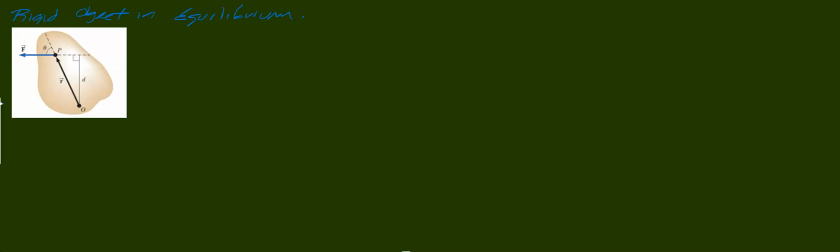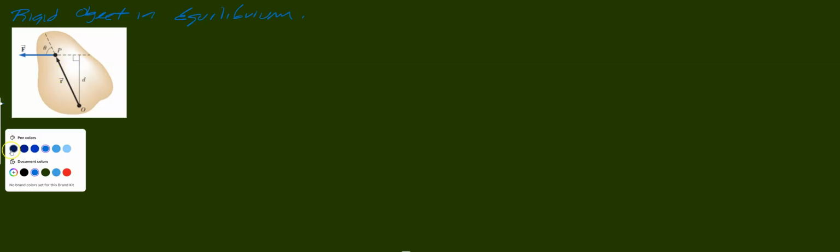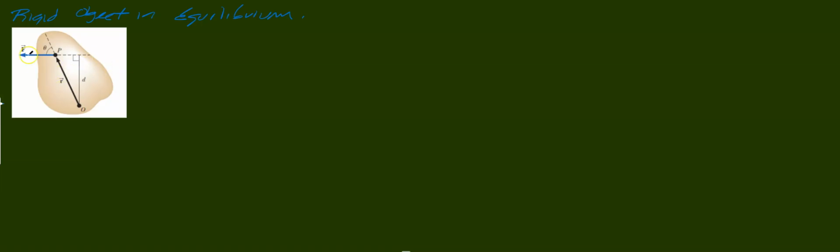Today in this video we will discuss equilibrium again, but now it's going to be the equilibrium of a rigid object. Equilibrium. Okay. So let's consider this rigid body is a potato chip, and it's being acted on by this external force.